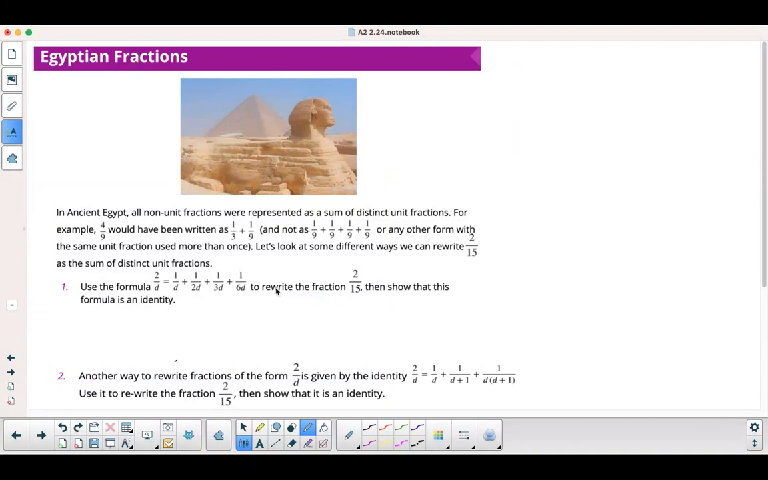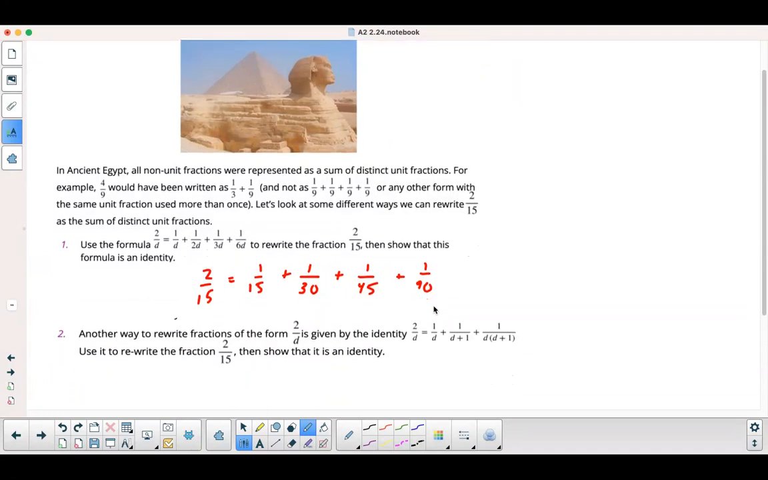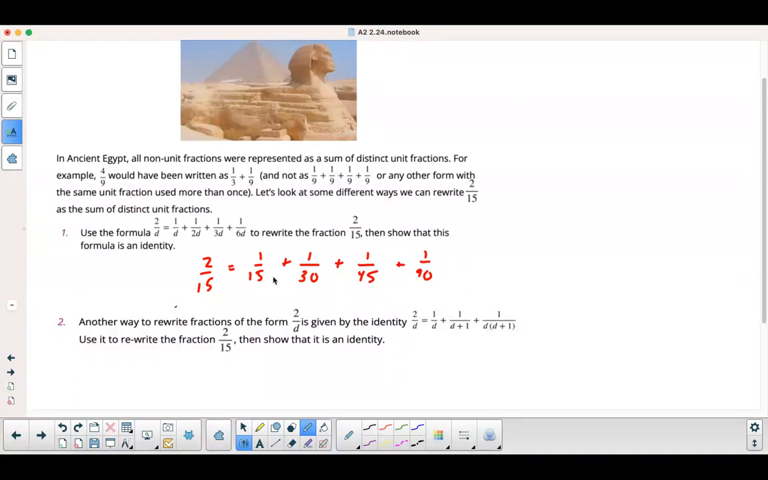So we're going to use this formula to rewrite the fraction 2/15. So my d is going to be 15. So I'm going to say 2/15 because that's the formula there. 1/15. 1/2 times 15 is 30. 1/3 times 15 would be 45. 1/6 times 15 would be 90. So show that it's an identity. So I guess I would have to take my calculator here and add all this up and show that 2 over 15 equals 2 over 15.